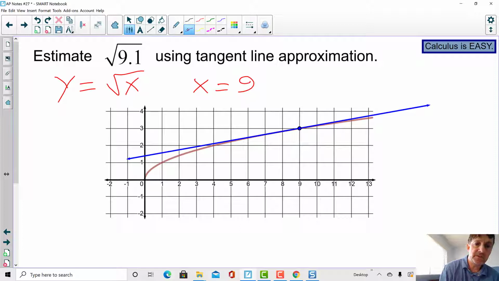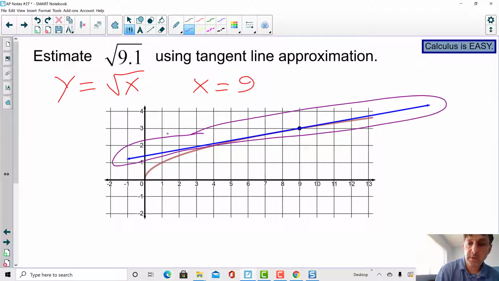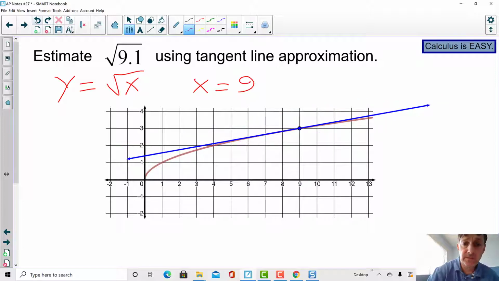Okay, so what we're going to do for this example is find the equation of this tangent line, and then plug 9.1 into the equation of that tangent line. The answer that we get will be a little bit more than the real value of the square root of 9.1. You could probably see that easily over here. If you plug a value into the equation of that line, it's a little bit higher than the real value when you plug it into the square root function.